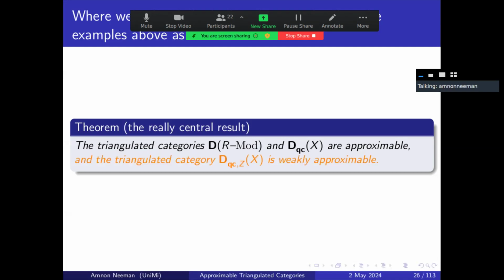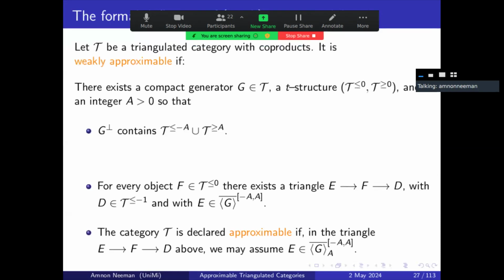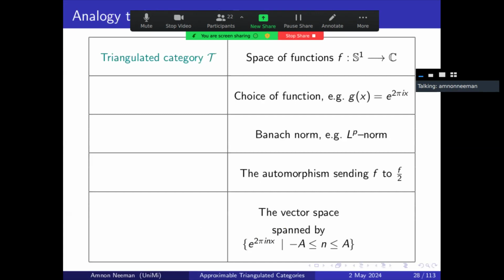So next comes a technical definition. I have to tell you what it means, and the technical definition is forbidding. It's technical. So it's best to actually think of an analog. Approximability is about trying to do pretend Fourier series on triangulated categories.